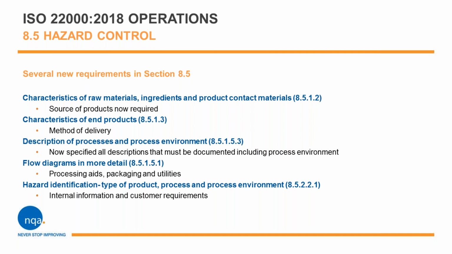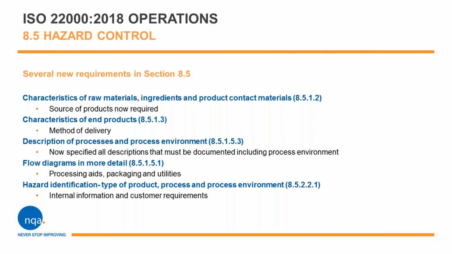So the standard says now that the characteristics of raw materials, ingredients, and product contact materials, we need to also identify the source of the products. So it's not just only detailing the origin, the country of origin of the products, we need to also specify the source. So for example, when we are talking about gelatin or any other product, we need to specify if it's coming from animal, from plants, or maybe another ingredient. We need to also specify this coming from minerals, okay? So these need to be detailed in the raw materials specifications.